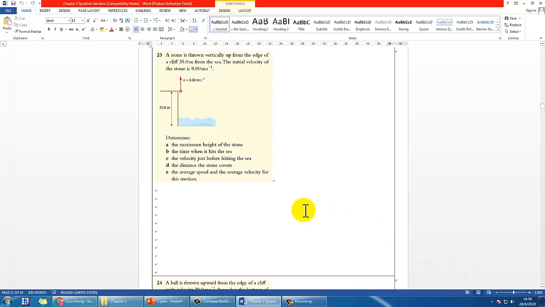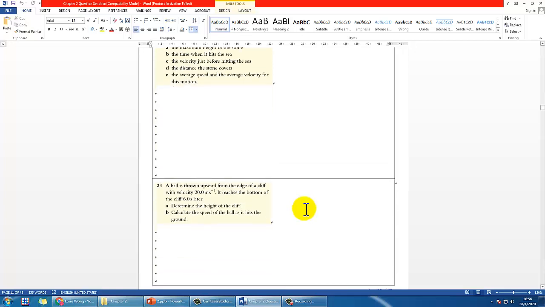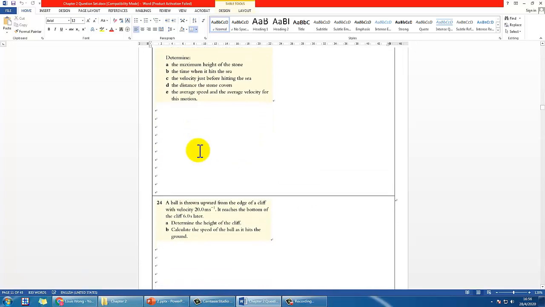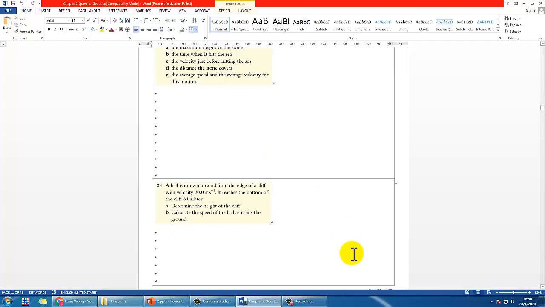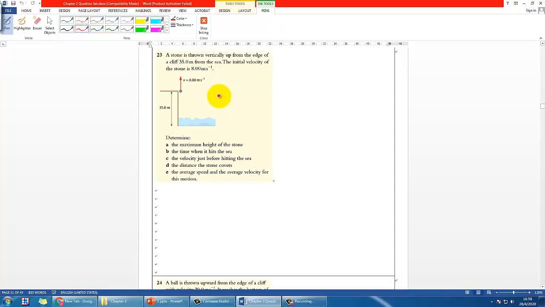Okay, so this is the last page of the kinematics homework. Finish these two questions and we will check the answer. A few moments later. Okay, so this question is very similar to the example that we did. So let's just take a look again.